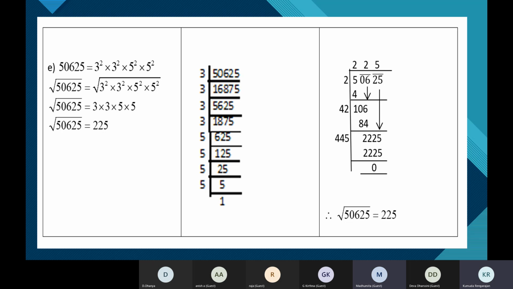Ma'am, in the prime factorization method, I did the 5s first and then the 3s, ma'am. That's fine, right? Yeah, that's fine. In all, you must have got 4 3s and 4 5s. Is that Devadarshini? No, ma'am, it's Madhumita. Okay.